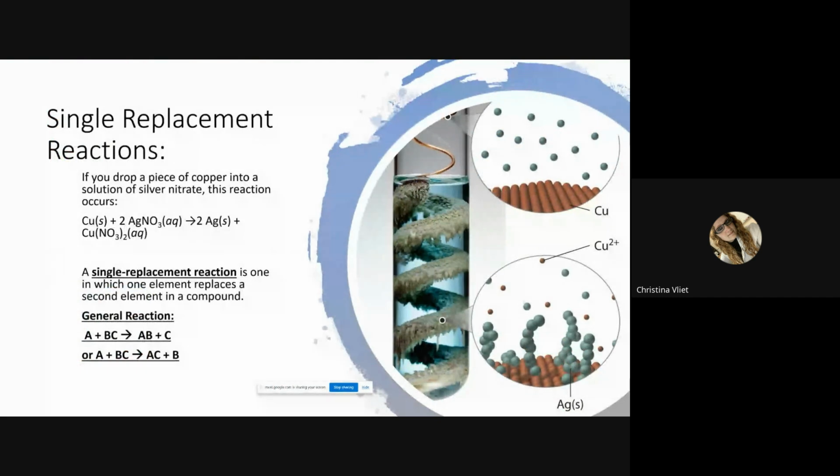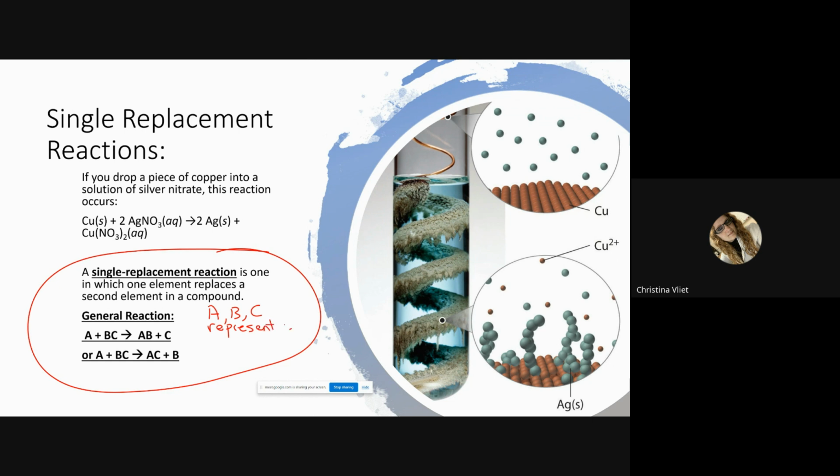I'll just rewrite what I had then. The part that I circled is the part you need to have down. And then I also added a little bit more here. A, B, and C, these random letters, they either represent elements or polyatomic ions. So then a single replacement reaction, this is one in which one element will replace another element in a compound. And there's going to be 2 types that occur.